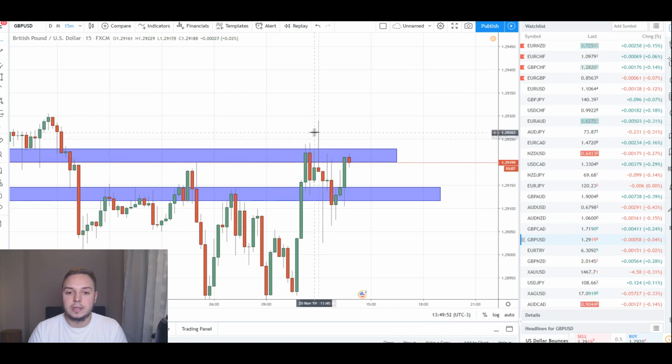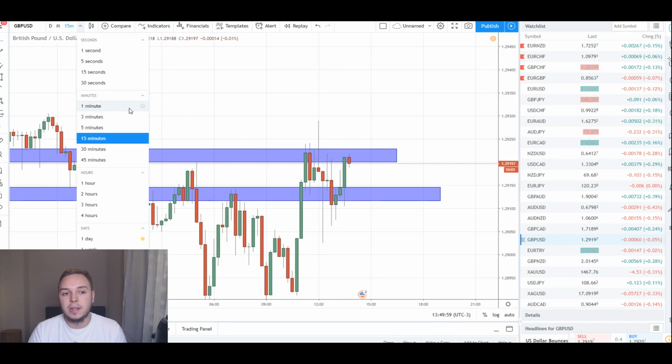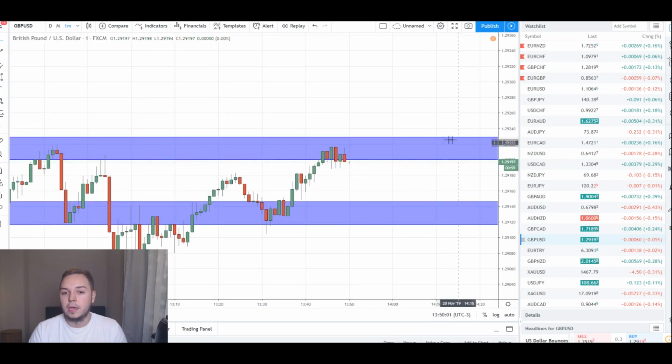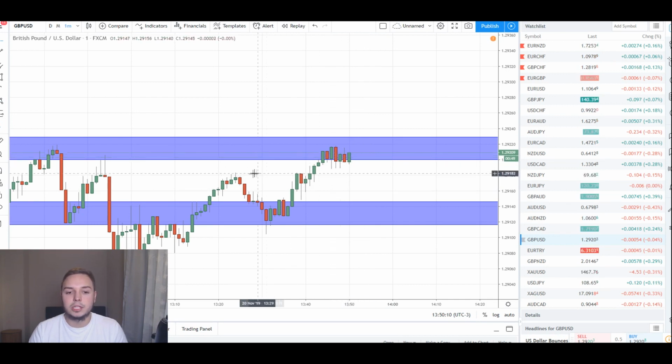So many touches in this area. Look at these wicks, look at this one especially. It has been respected multiple times, and I believe it should be going down. It's gonna play around a little bit, so it does take time, but I think it's gonna get stuck a little bit, consolidate, and start moving in the downwards direction, maybe to this little zone over here.